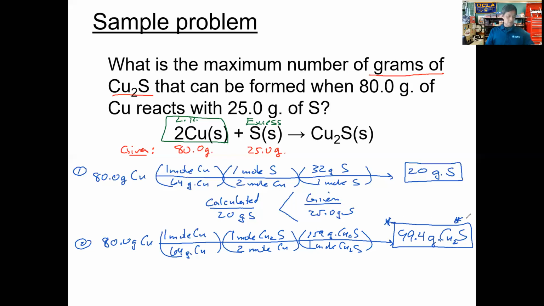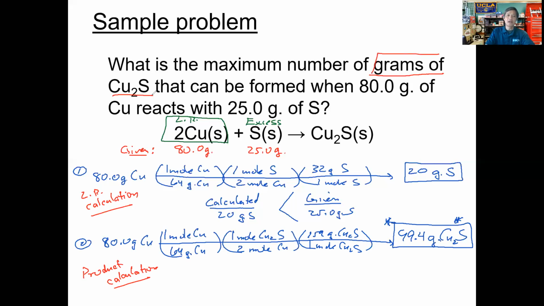Okay, so you need to be able to do both calculations. The first calculation, let's go ahead and write this down. This is the limiting reagent calculation. You need to do that to determine which one of these two reactants is the limiting reagent. The second one is the product calculation. I call it the product calculation because here you're trying to find the amount of product that forms. So you have to do both calculations in order to answer this question.